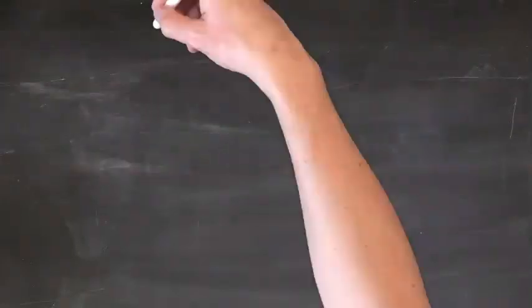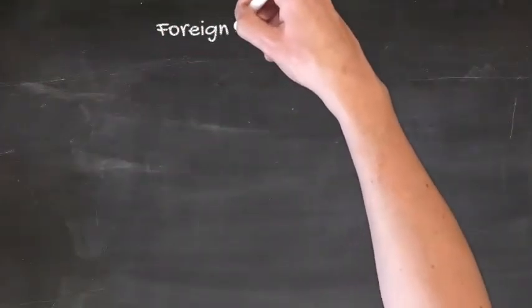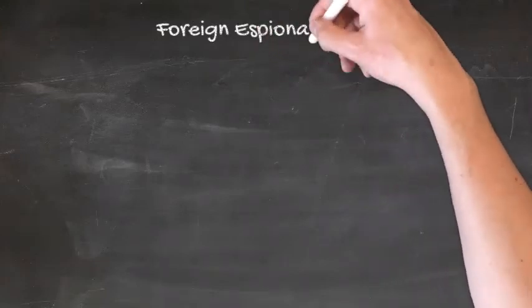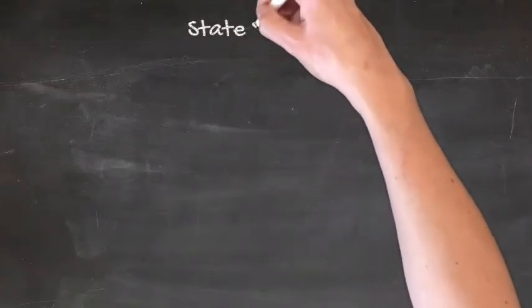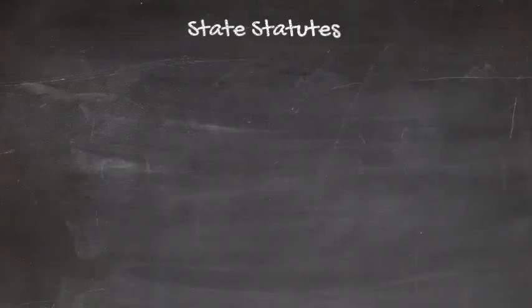Now, there are also aspects related to foreign espionage. We've got the Foreign Intelligence Surveillance Act, or FISA. This is a statute that governs the government's collection of foreign intelligence in the US. Most importantly, this is people who are located in the US but are communicating abroad. Okay. If that's the case, no warrant is required. Further details on page 263.